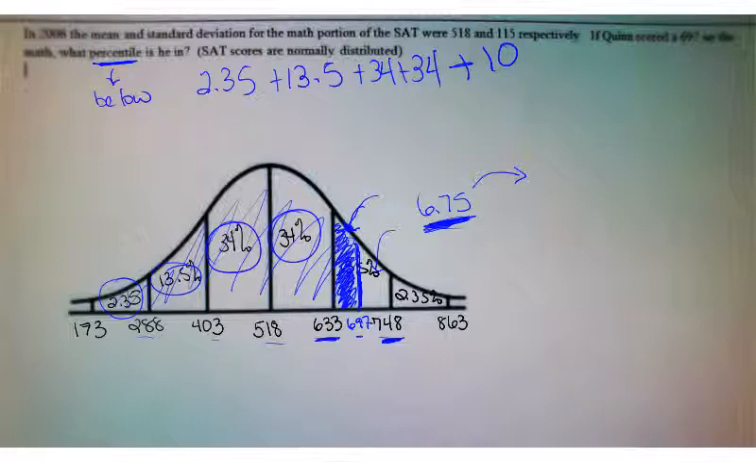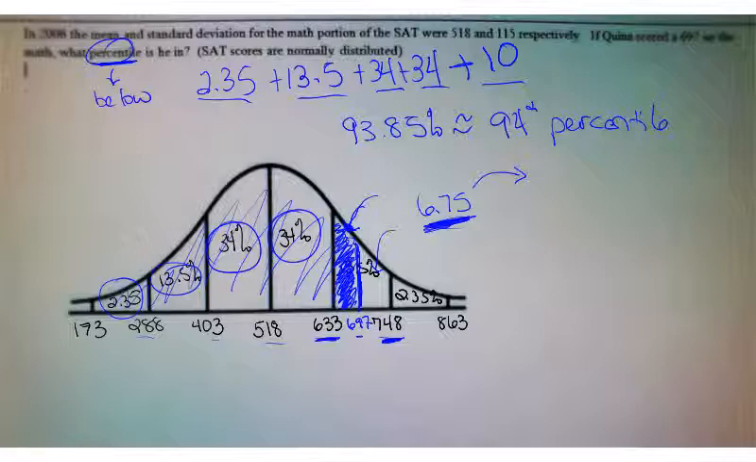All right, so the question was, what percentile is Quinn in? If I add up all the percentages that fell below Quinn's data value, I get 93.85%. So that puts him in approximately the 94th percentile. So he did better than about 94% of the people who took the exam at the same time as him. Now the problem is that this was an estimate. Okay, so in class we're going to talk about how to avoid that.